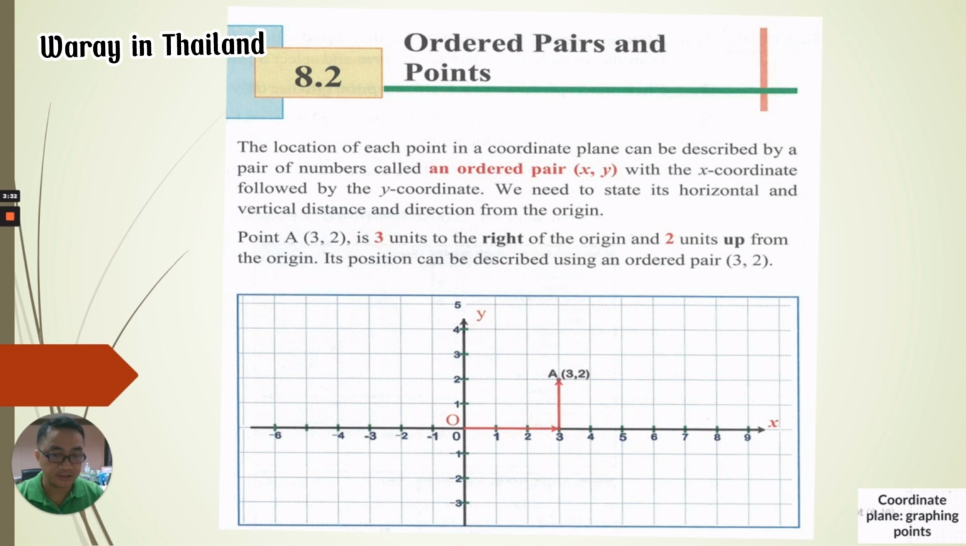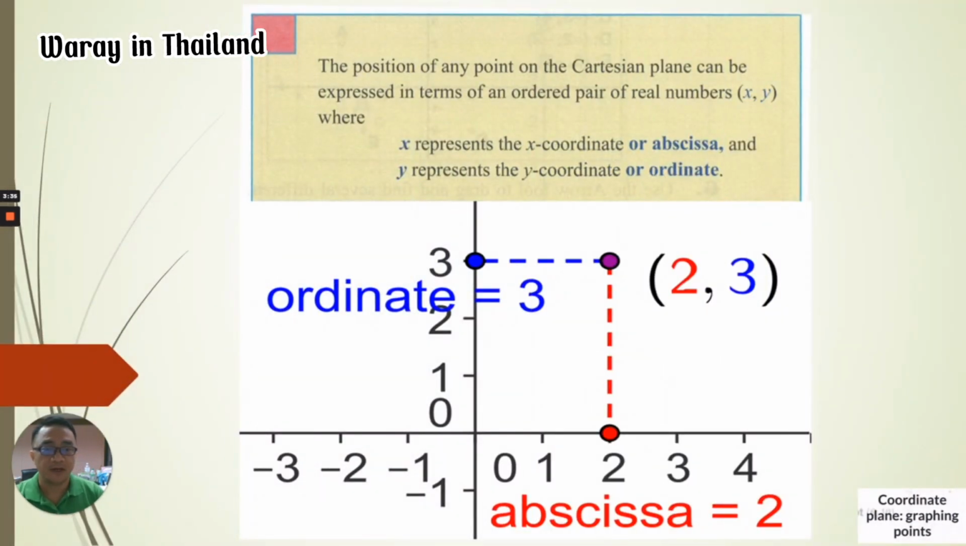Now we go to the next slide. We have here again an example and the other names for the x-coordinate and the y-coordinate. We know that the x-coordinate comes from the x-axis, and the y-coordinate comes from the y-axis. We have another name for that. For the x-coordinate, we call it abscissa, and for the y-coordinate, we call it ordinate. So here the abscissa is 2 and the ordinate is 3 for this ordered pair (2, 3), which can be found in quadrant 1.